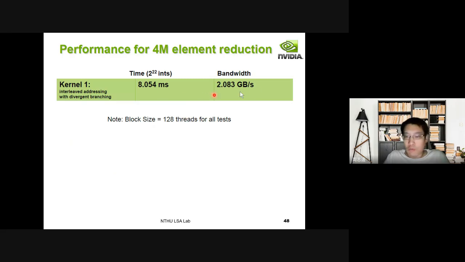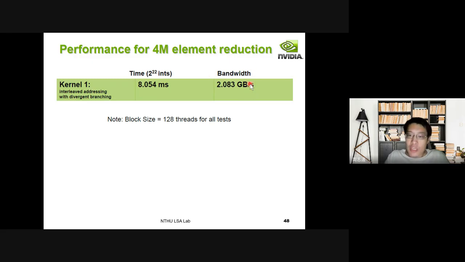So this is the performance for that baseline. The most important thing is this: you usually don't really care about the time you measure because it's a relative measurement. 8 milliseconds may seem very fast, but it doesn't necessarily mean it's optimized. You need a reference point, some bound. One bound you could consider is the memory bandwidth, because memory is always the bottleneck.